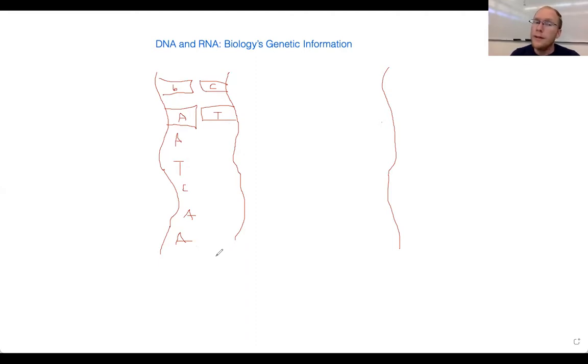What is the difference between this and RNA? Well, as many of you already know, RNA is only a single strand. That's important. And so we have G, T, C. But one important difference is we have a U. And this is actually how your body can tell whether it's dealing with DNA or RNA.